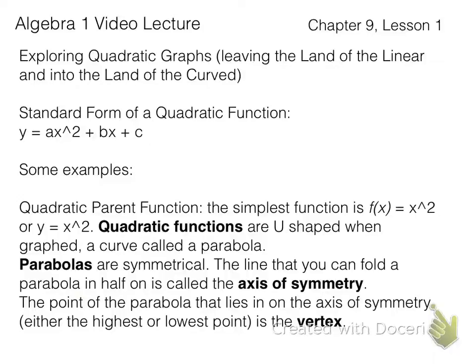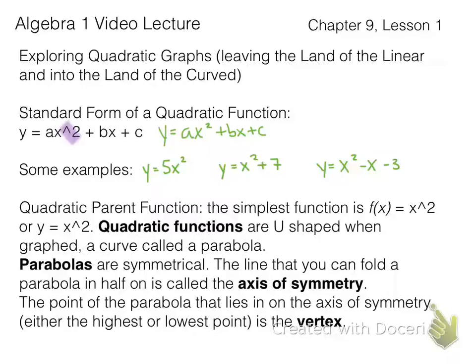Okay, good. All right, so we're leaving the land of the linear and into the land of the curved. We're going to be talking about parabolas, U-shaped graphs. The standard form for the quadratic function is y equals ax squared plus bx plus c. And if I were to write this without the caret, it would look like this. Remember, this little caret thing means to the second power. Some examples of quadratic functions would be y equals 5x squared, y equals x squared plus 7, and y equals x squared minus x plus 3.